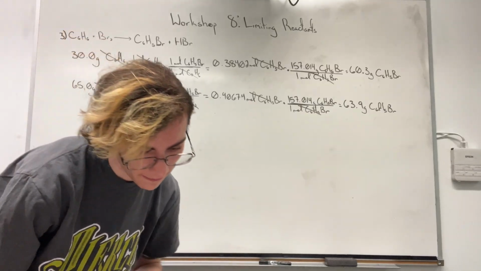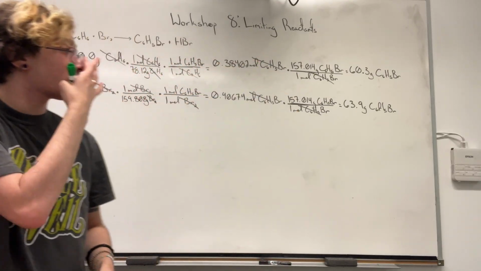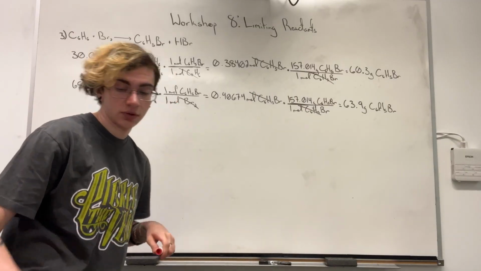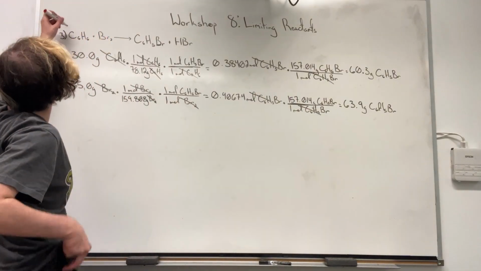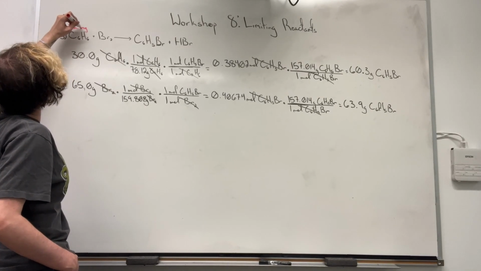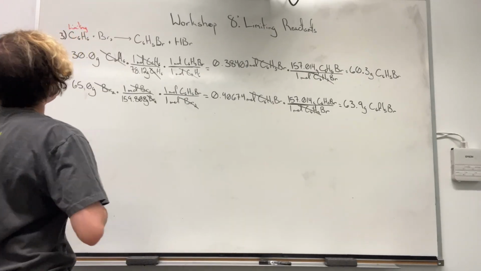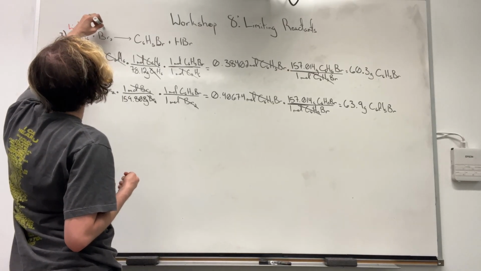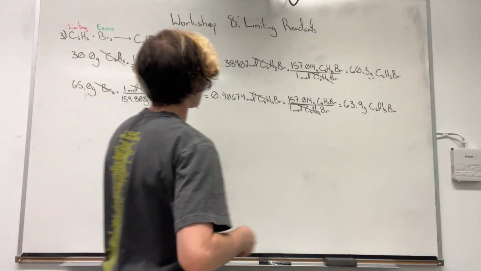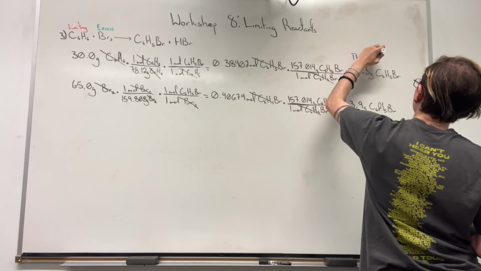The benzene makes 60.3 grams of bromobenzene, while the bromine makes 63.9 grams of bromobenzene. And so our benzene is our limiting reagent, while our bromine is our excess. If benzene is our limiting, that means our 60.3 is our theoretical yield.